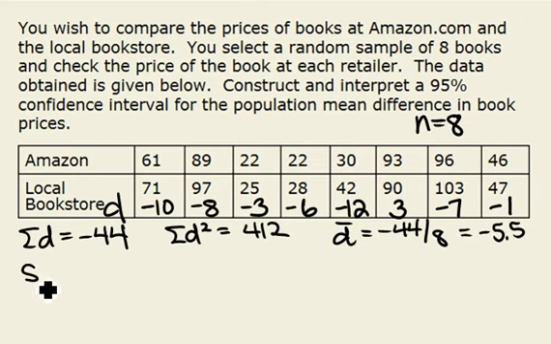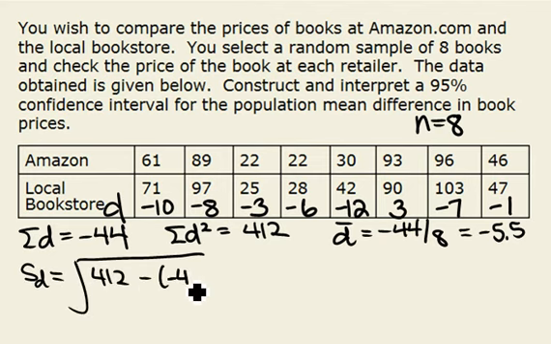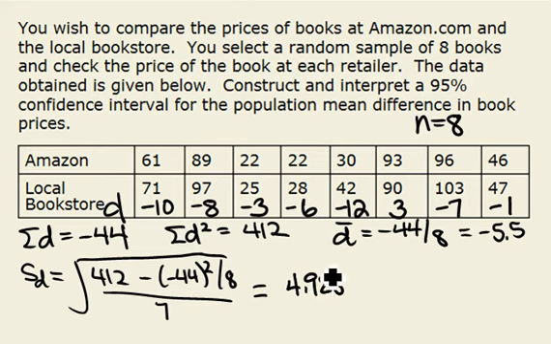The standard deviation for the D's, which we write as S sub D, will be the square root of 412 minus our negative 44 squared divided by 8, all divided by 7, which should give you 4.928. So our interval is going to look like our D bar plus or minus a T.